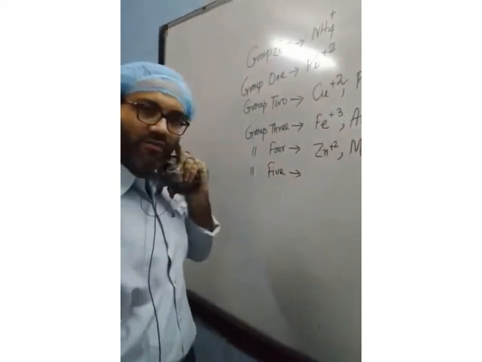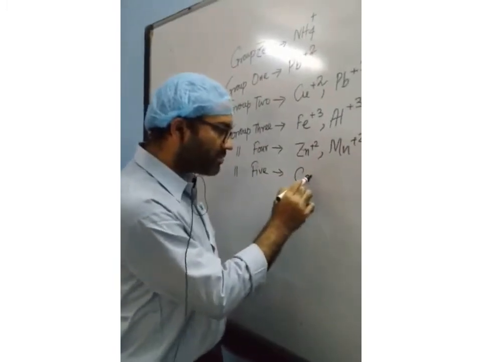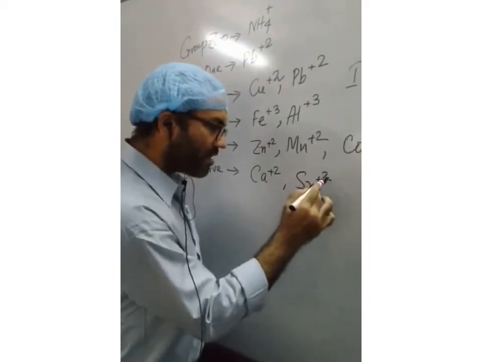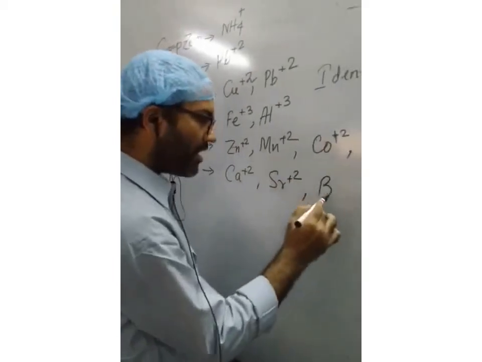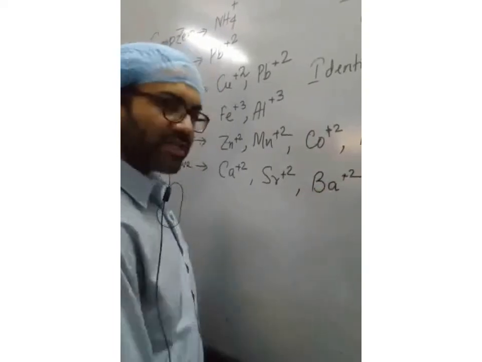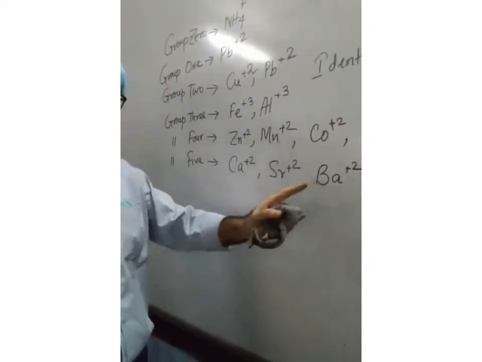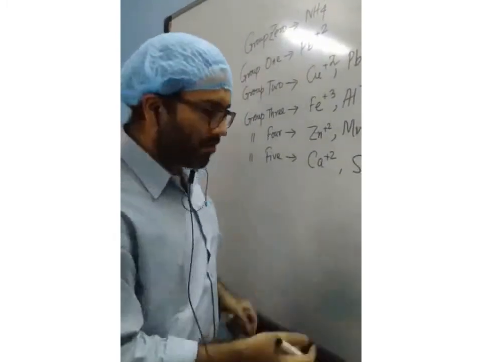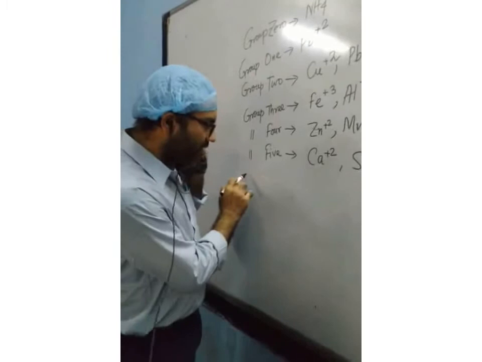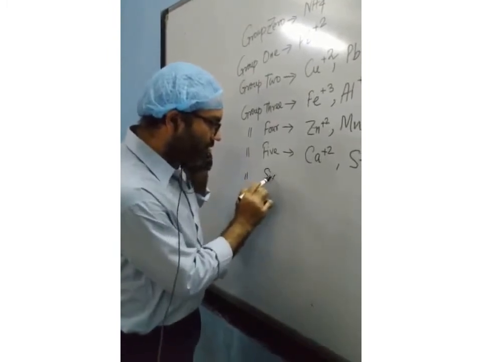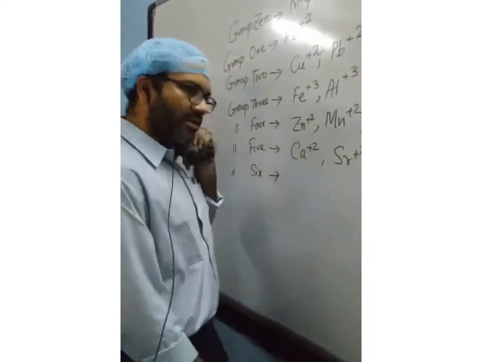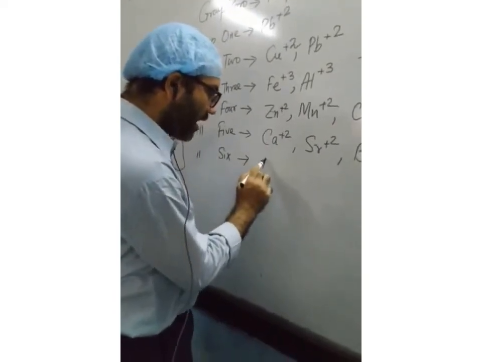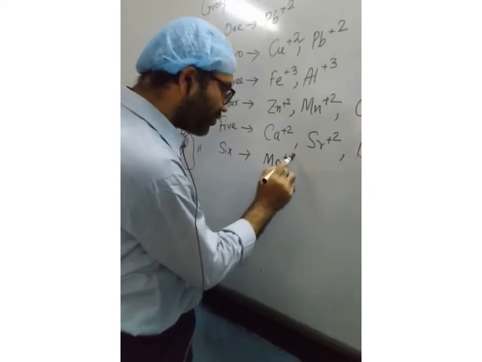What is there in group 5? We have calcium, Ca plus 2, strontium, Sr plus 2, and barium, Ba plus 2. All these 3 cations are also there in your syllabus. Then the final group is group 6. What is there in group 6? We have Mg plus 2, only magnesium.